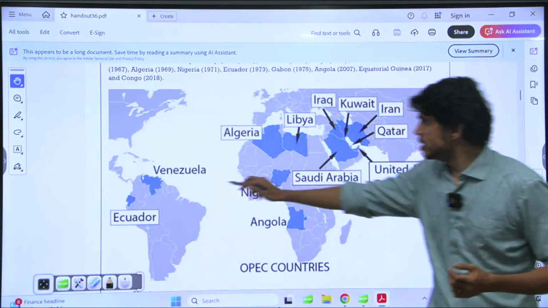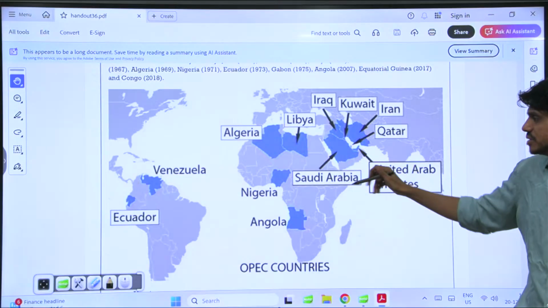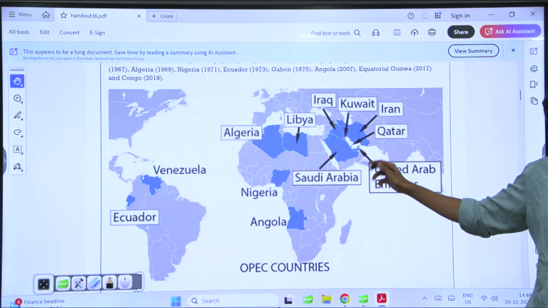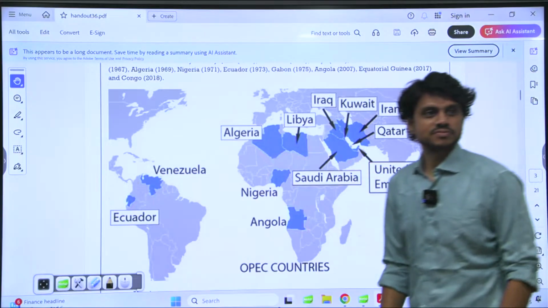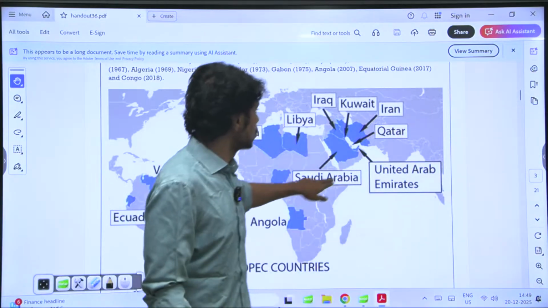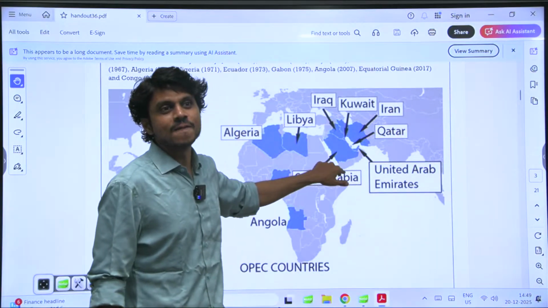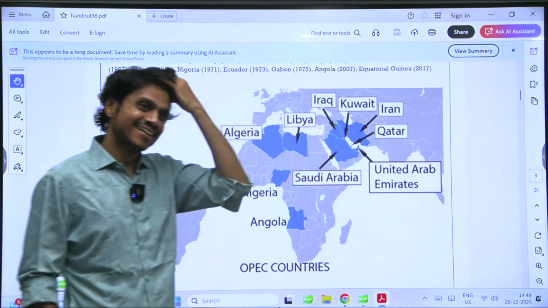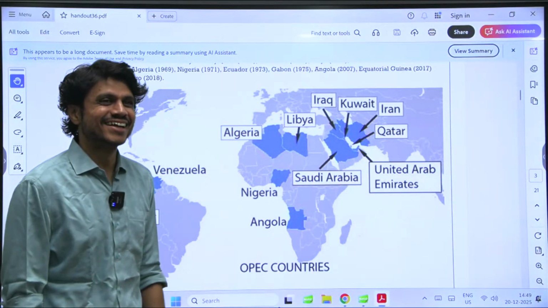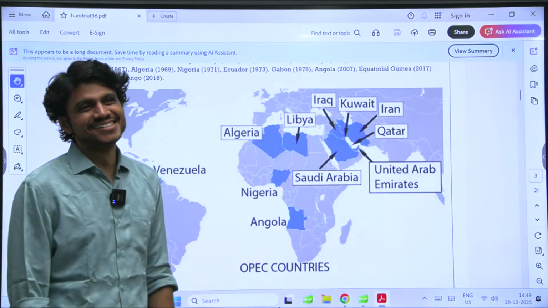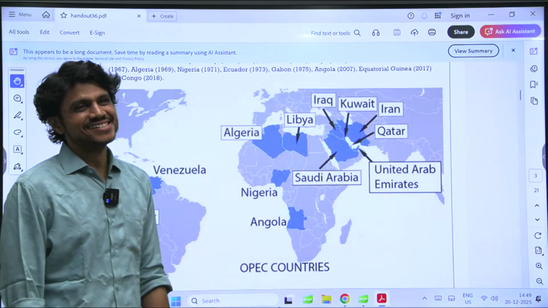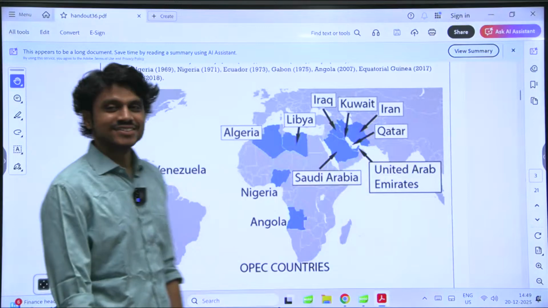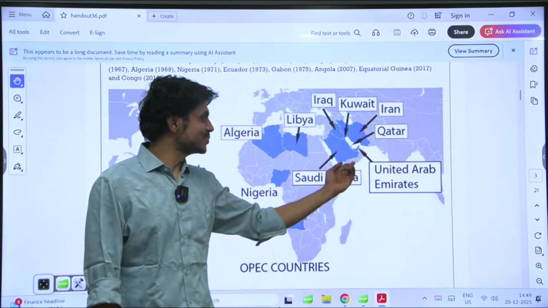So now if you see here, two countries are missing. Can you say which countries are missing here in this Gulf region? What are those two countries? This country is most notorious. Which country is that? Iran and Iraq are there already. Which countries are these two countries?